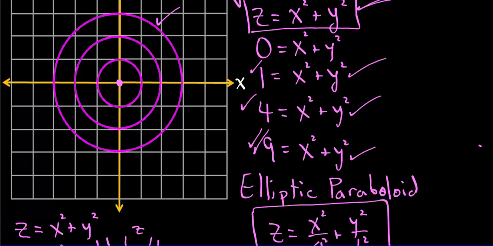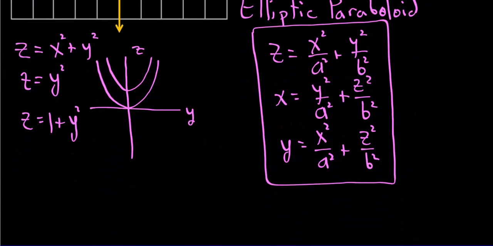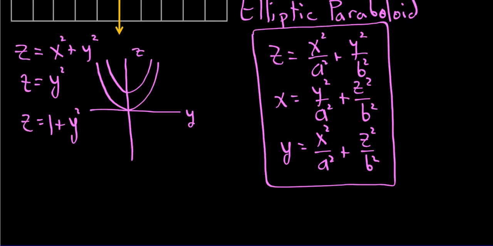But what about if it's parallel to the YZ plane? Notice I let x be 0. Now we're dealing with the YZ plane. Parallel to that plane, we have parabolas. Notice we're parallel to the YZ plane here, so we have parabolas.